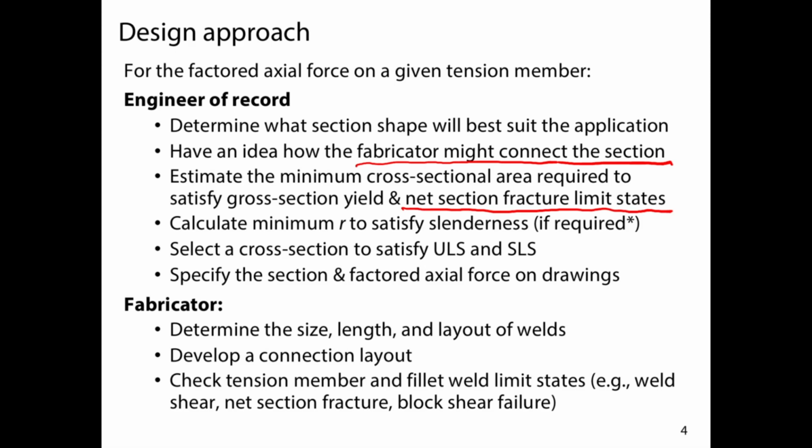Okay, so the scope is very similar, or almost identical, for the engineer of record, only slightly different here for the fabricator. So when we're looking at how the fabricator might connect the section, there's really not a whole lot of difference. If you're doing channels, they're still going to be putting the web against the gusset plate and doing some welds. Flat bars, similarly. Angles, one of the legs is going to be against the gusset plate and you're going to be welding it. WTs don't typically get welded.